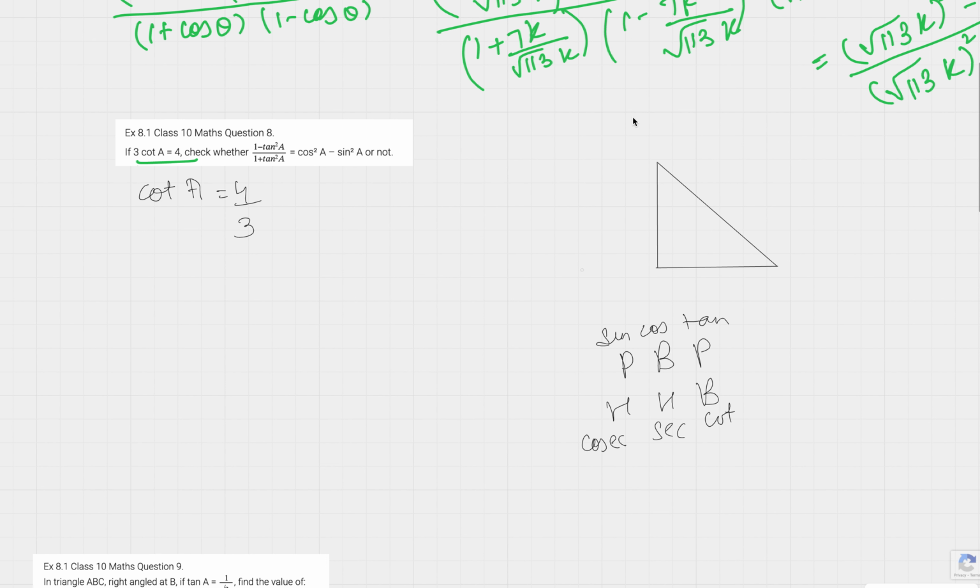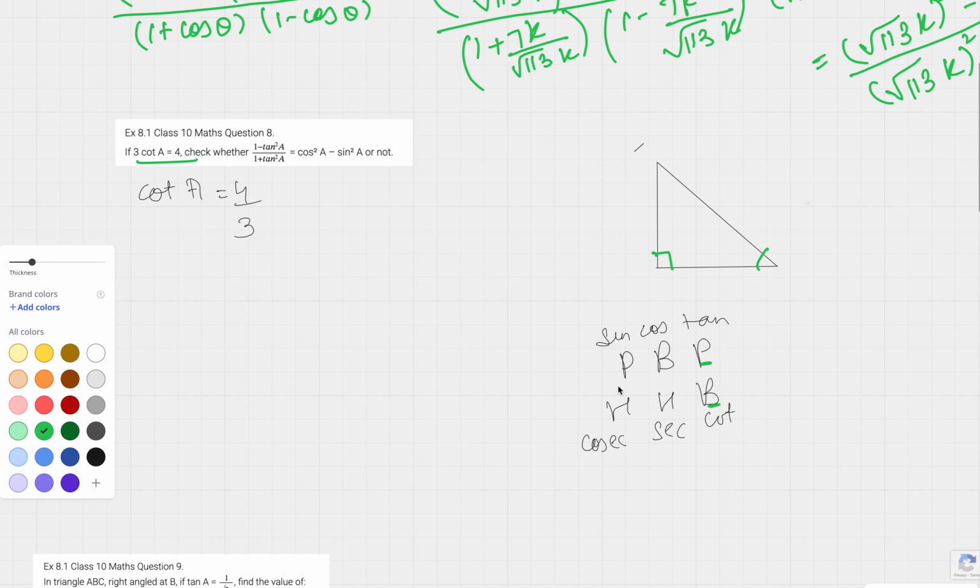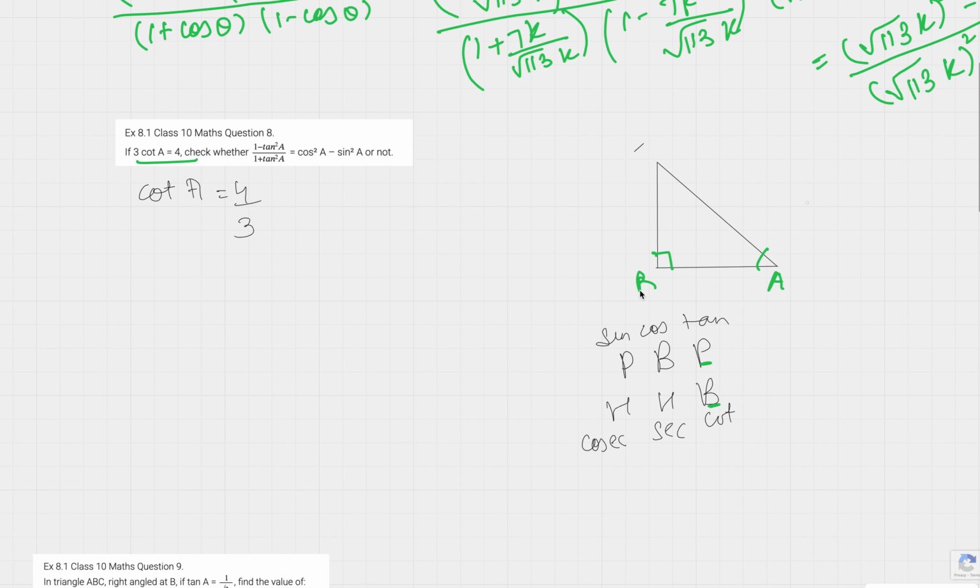Okay. Let's consider this A, let's consider this B, let's consider this C. So cot is B by P. What is B? If this is the angle, it already says cot A. So let's do the naming like this. Let's remove this. And it says cot A. So this is A, this is B, this is C. Okay. Now cot is B by P. So this is B and this is P.